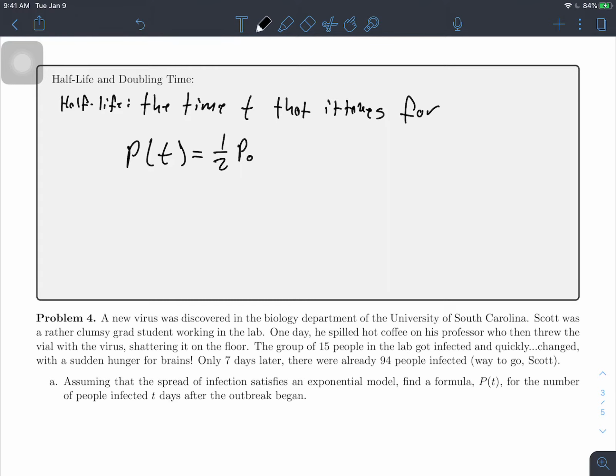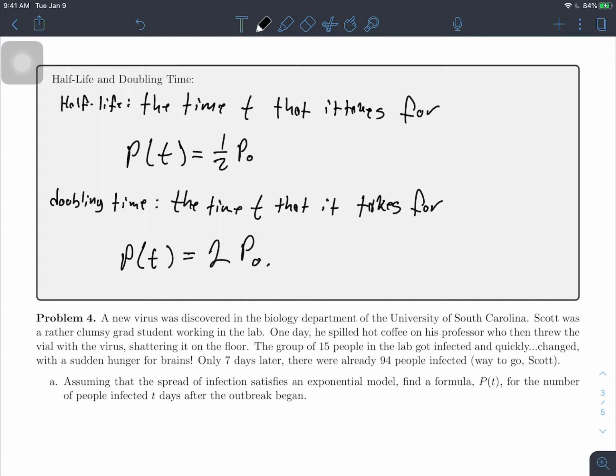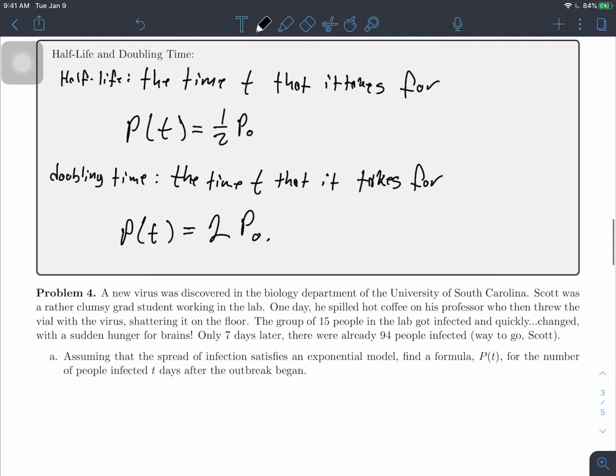Doubling time is the opposite of that. It's the time t that it takes for P of t to be equal to twice our initial value. Okay, so these are the definitions for half-life and doubling time. Problem 4 is going to ask us about doubling time, and then problem 5 will ask us about half-life. So let's jump right in.